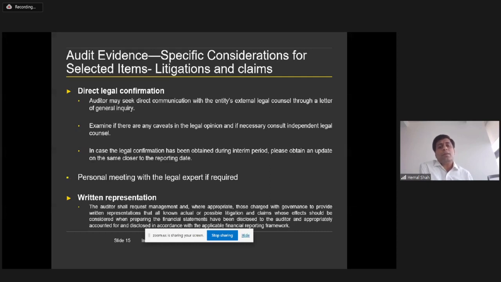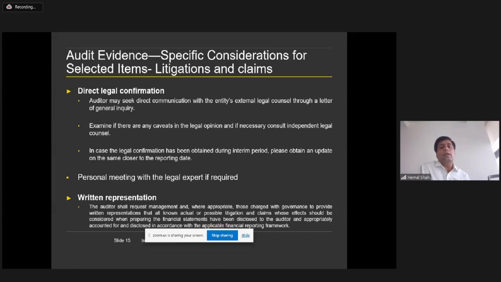At times, it becomes very critical that not only the legal confirmation, but auditor may have to meet the legal counsel in detail. And there could be cases, this could arise when there is a dispute or there is a disagreement between the auditor and the management. Or the legal confirmation which is received by the auditor is not clear on conclusion, in that case, it is advisable for a personal meeting with the legal expert, and then sort out the extra information which is required to satisfy himself. Finally, the written representation, I think that's also very critical.